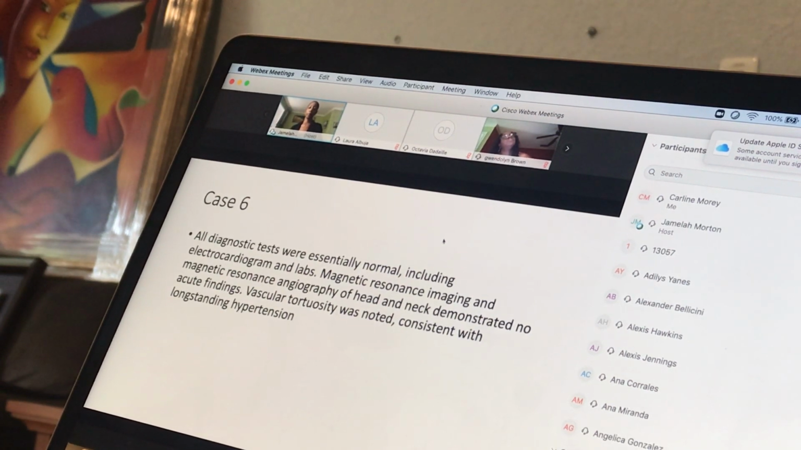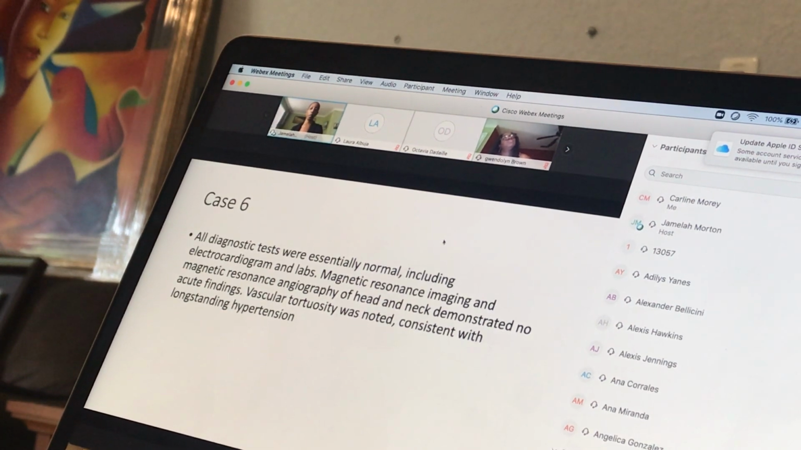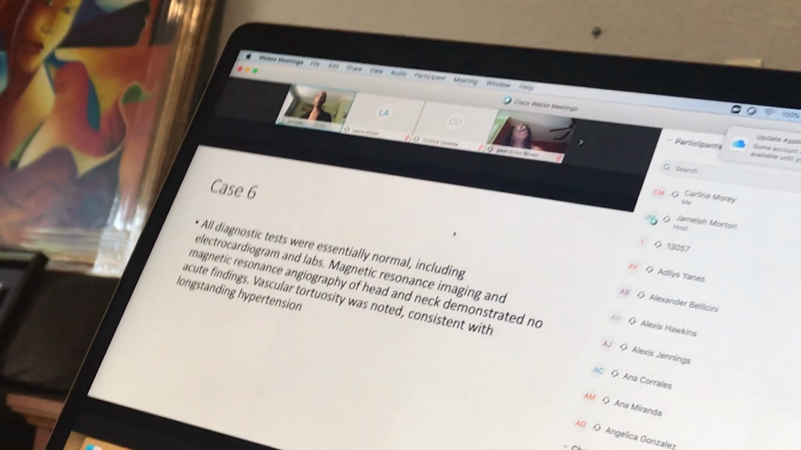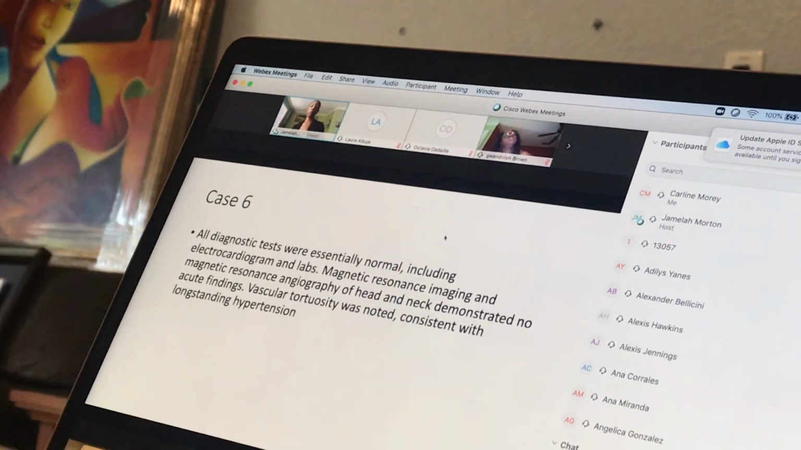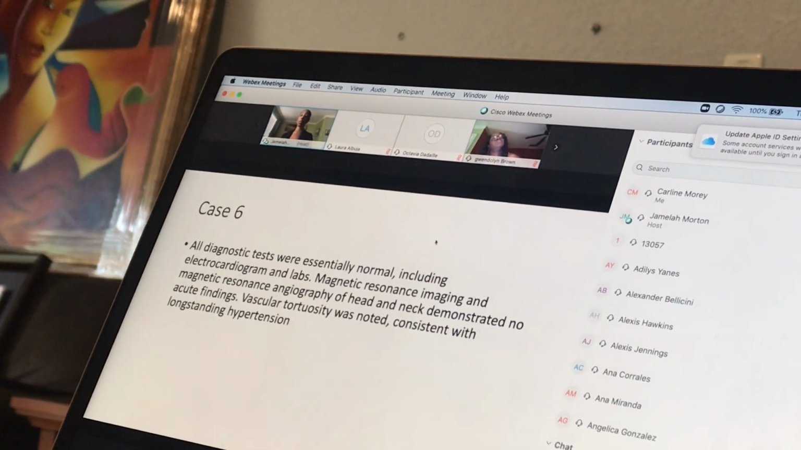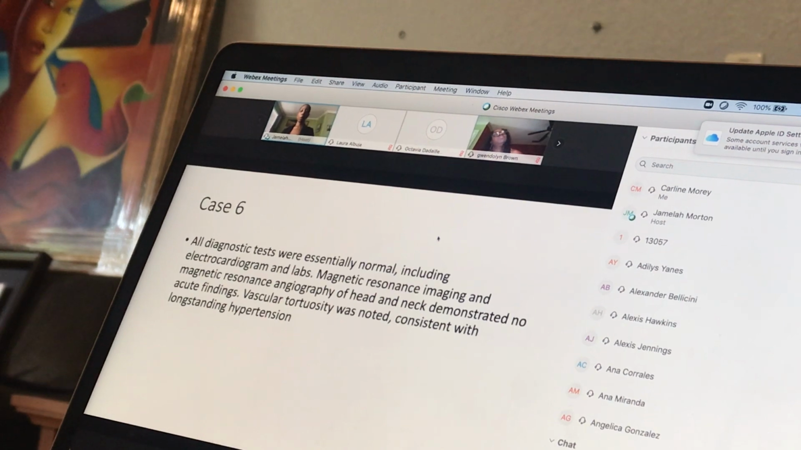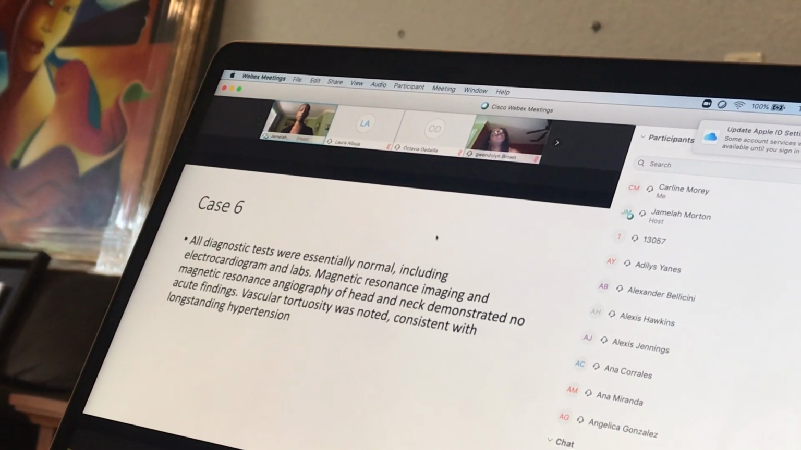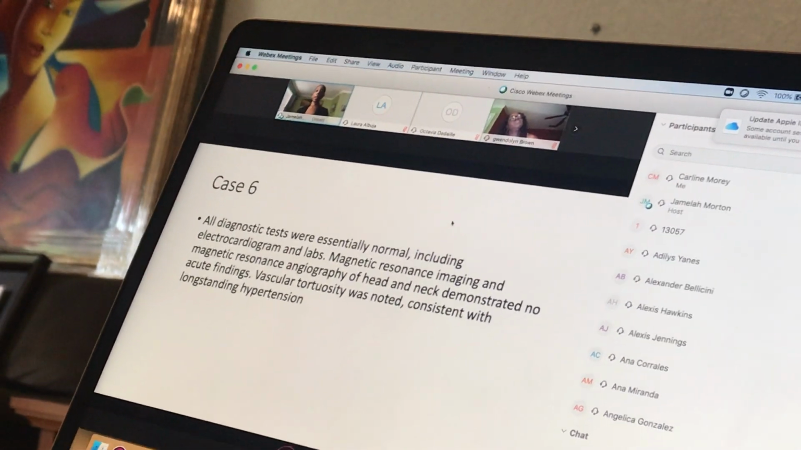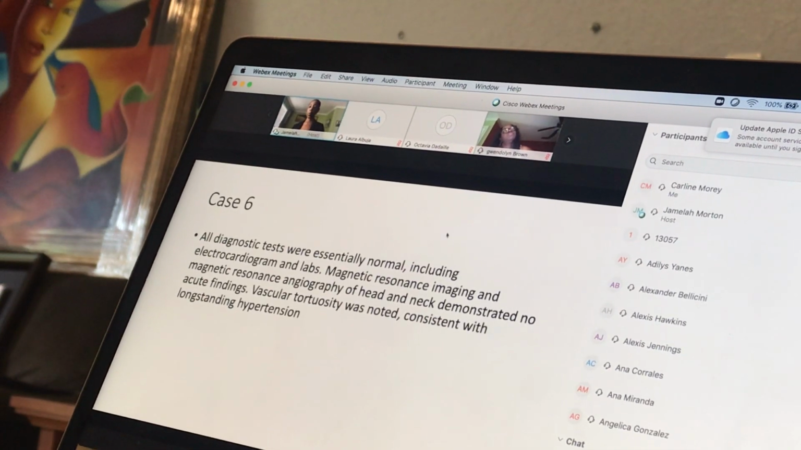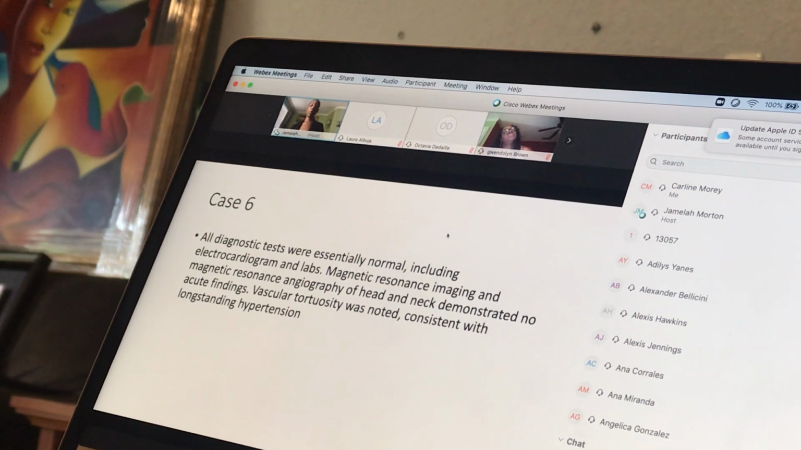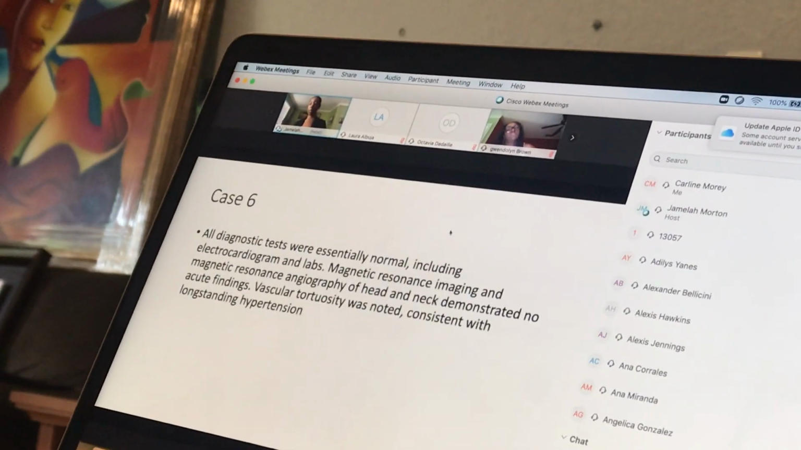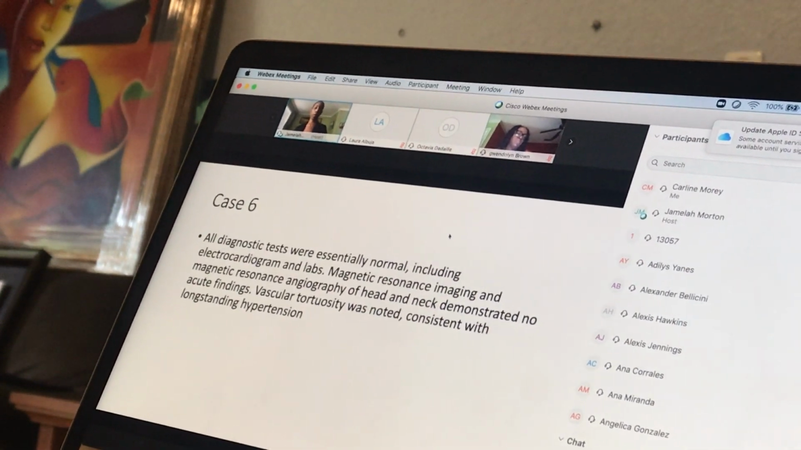Okay. So all diagnostic tests were essentially normal, including electrocardiogram and labs. You're going to look at your CBC. You want to look at your WBCs. You want to look at neutrophils, lymphocytes. Remember, if the patient has lymphocytosis, then you know it's some kind of viral issue. If they have neutrophilia, you know that there is probably some kind of bacterial issue, so you're going to look at those.